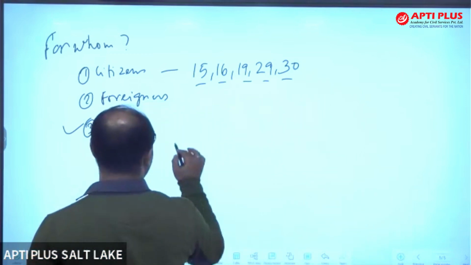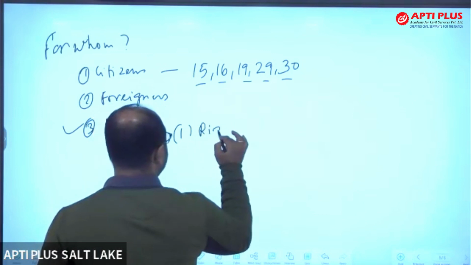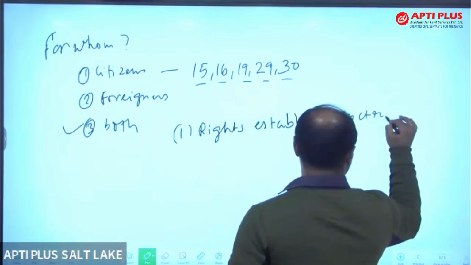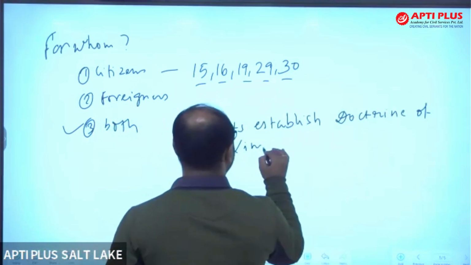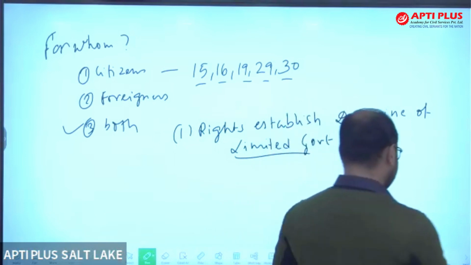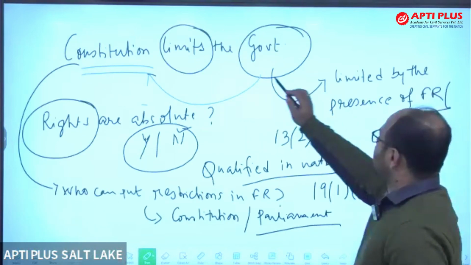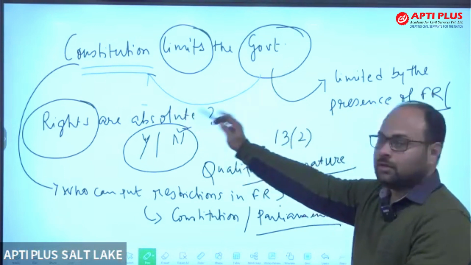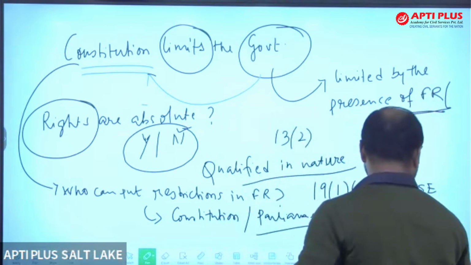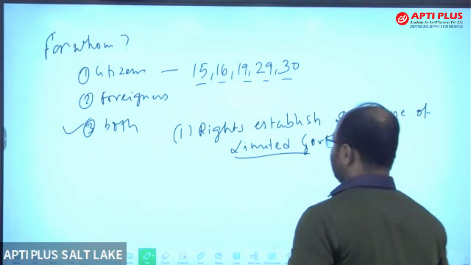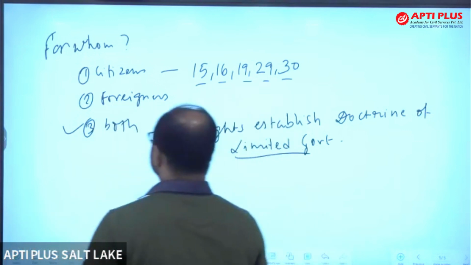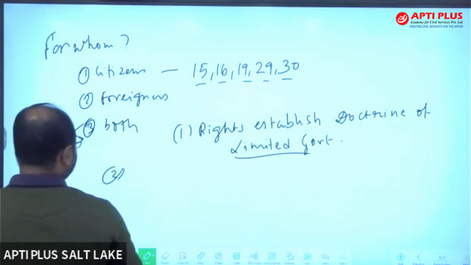So from this, can we come to a conclusion that rights establish the doctrine of limited government, which means the government is limited, as we have already studied. The government is limited by the constitution as well as by the presence of the fundamental rights. So we can clearly say that fundamental rights establish the doctrine of limited government. And these rights are available to both the citizens as well as the foreigners.